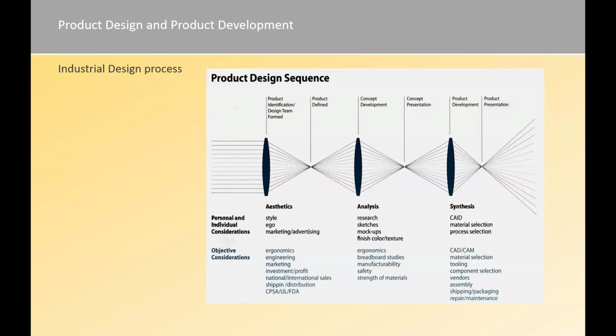What are the considerations in the first lens? The aesthetics for the design team: style, ego, marketing, advertising. The objective considerations are ergonomics, engineering, marketing, investment, national and international sales, shipping, and certifications. When the design team is formed, they have a discussion, initiate the project according to the Gantt chart, and arrive at a single definition: we want to design and develop a certain XYZ for a certain market. This is called a product definition or design brief.